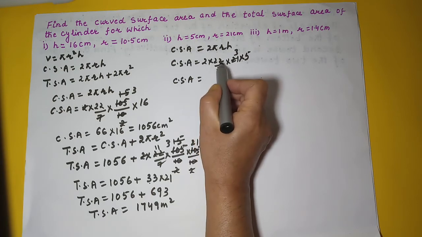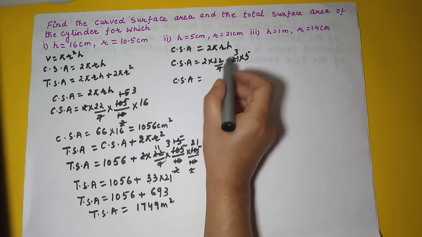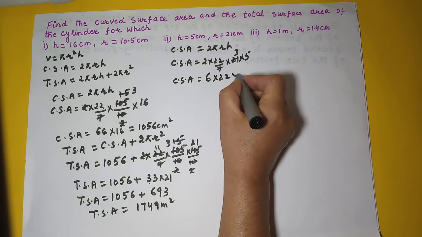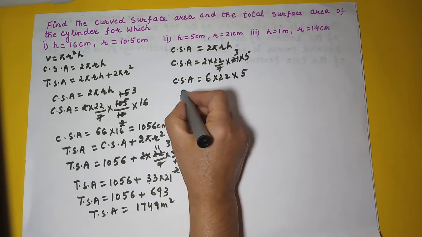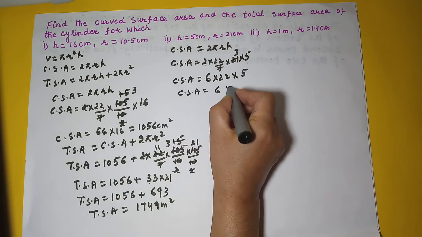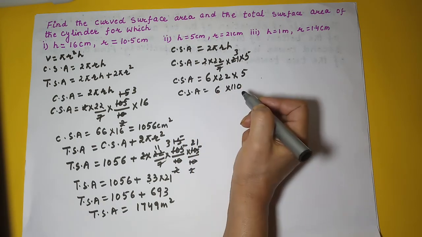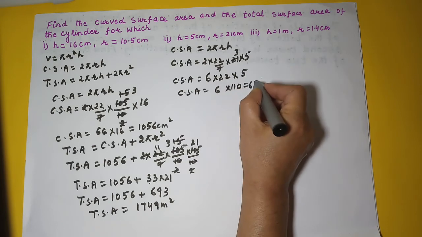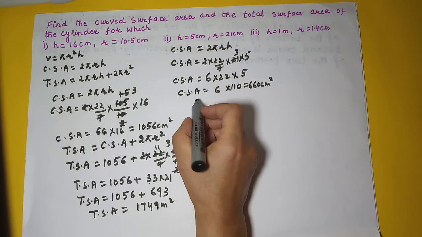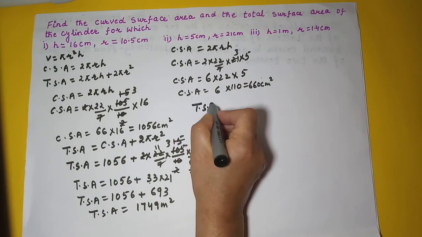So this becomes 44 into, okay, 3 twos are 6, into 22 into 5. So your curved surface area becomes 6 into 110, 22 into 5. So finally this is 660 centimeter square. So you have found the curved surface area. Now you have to find total surface area.